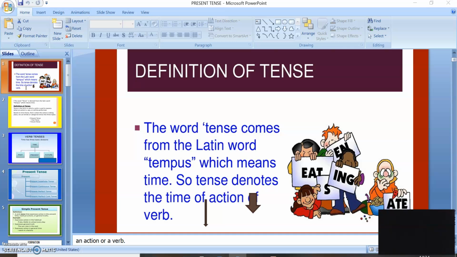Yeah, hello everybody. I'm back with another topic today, and today I'm going to teach you tense or tenses. So let's start with its definition first.